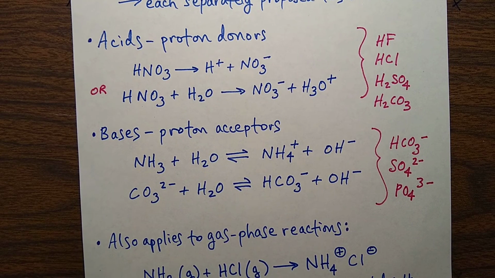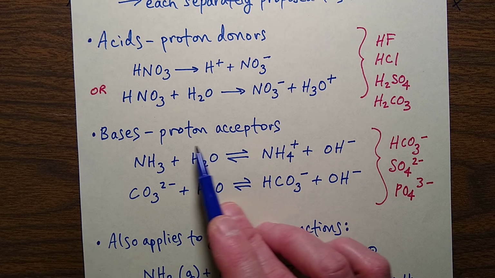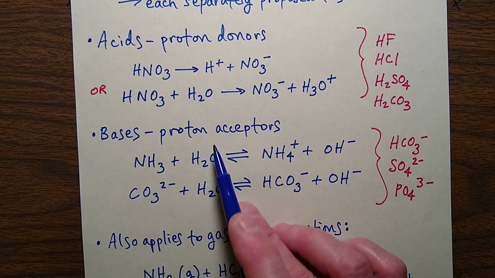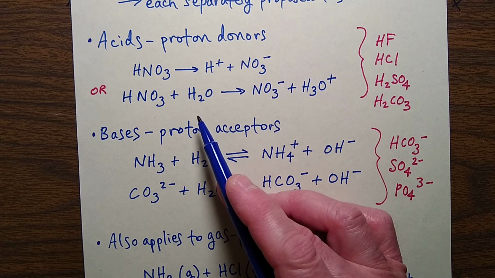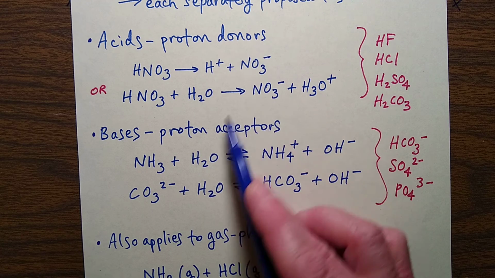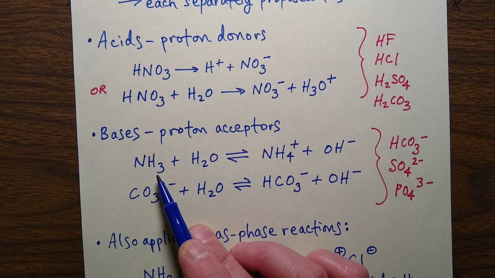In the Bronsted-Lowry theory, bases are not things that necessarily produce OH, like in the Arrhenius theory, but they're things that are proton acceptors. So this theory just views acid-base chemistry as what's happening to the proton. Is it being donated or is it being accepted? Things that accept the proton are bases.